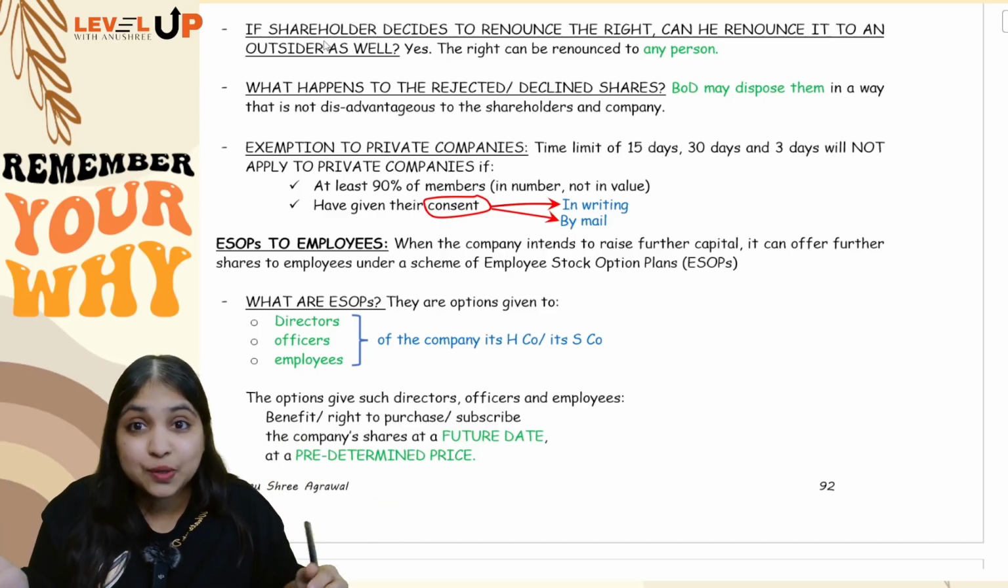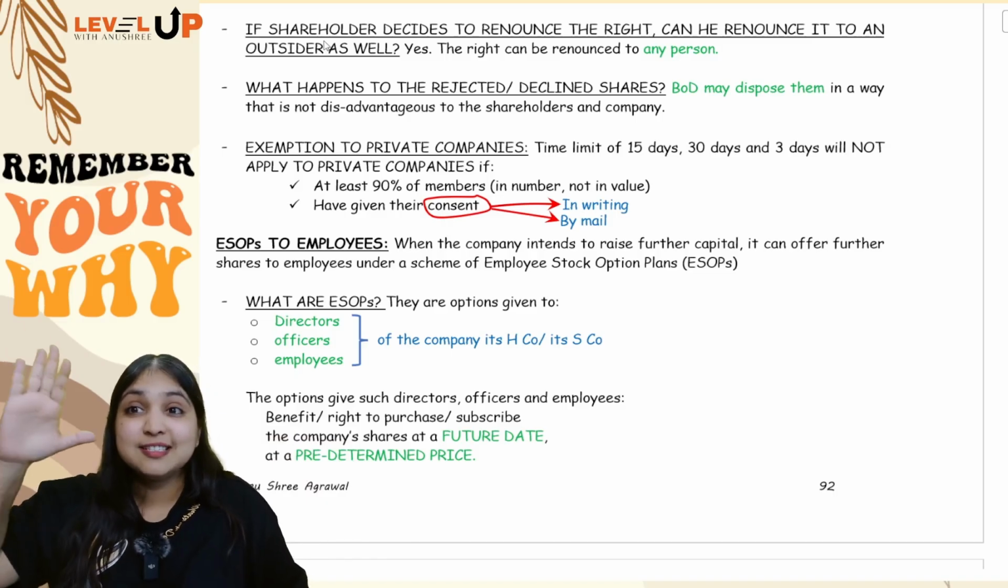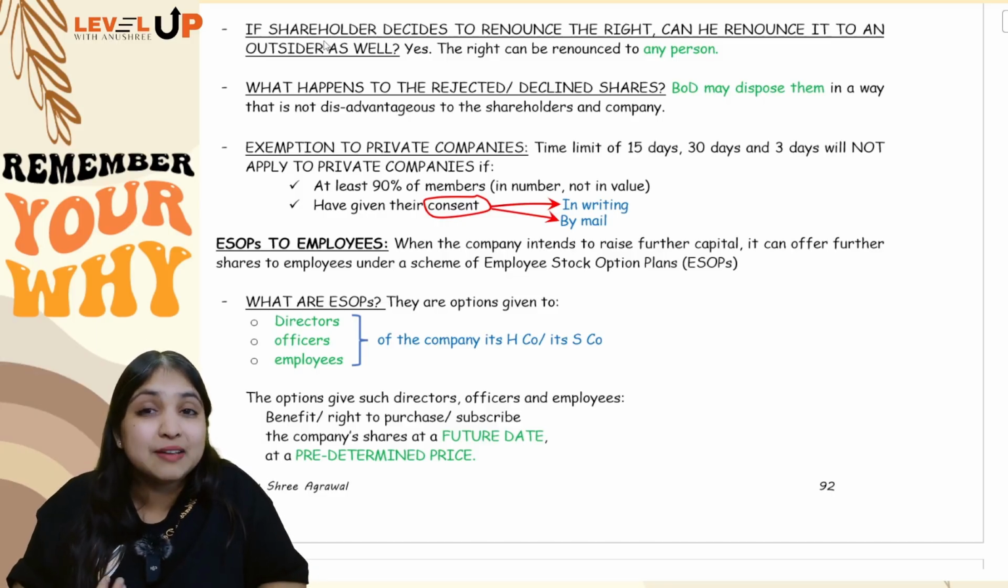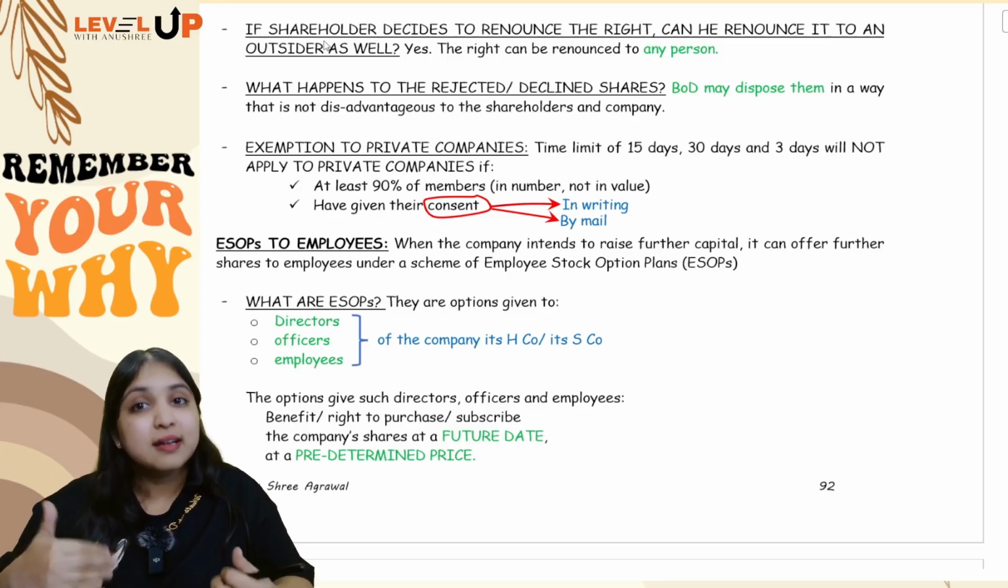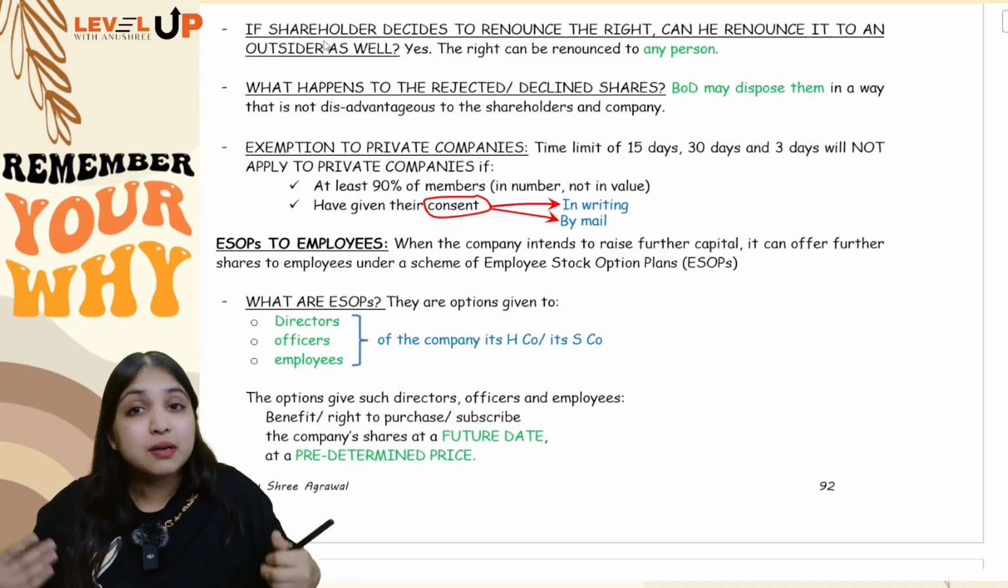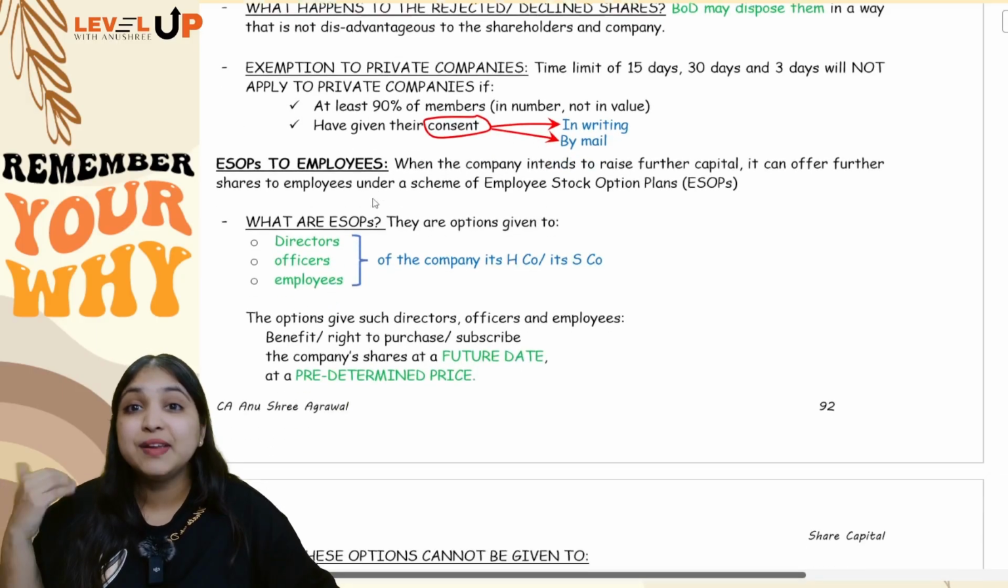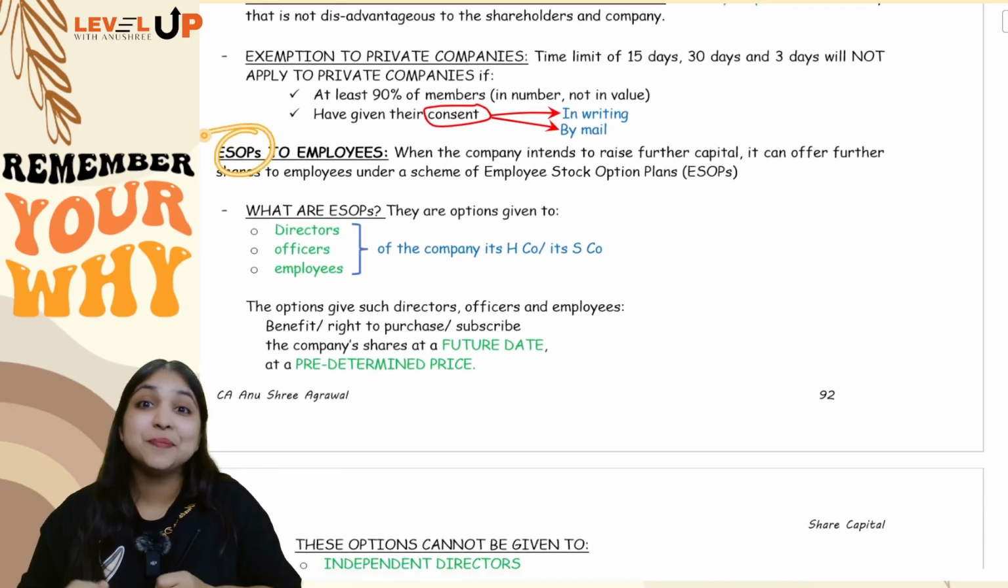But section 62 is not over. One whole class we spent on section 62. In section 62, the main point is rights issue. But rights issue is not the only way in which a company will raise money by issuing further shares. Rights issue is one of the methods. But if the existing members are not willing to give more money to the company, then we have other options, guys. We can give ESOPs to employees.